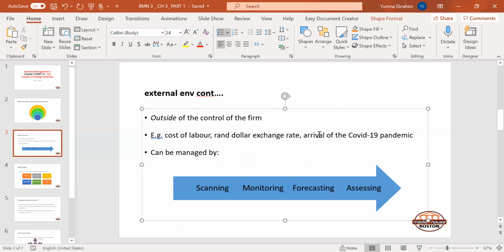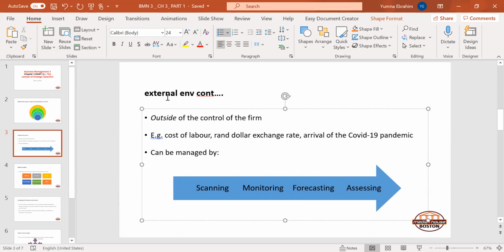Another factor in the external environment, which firms have had absolutely no control over and have all been forced to manage in different ways, is the arrival of the pandemic. This has been a factor in the external environment which affects all businesses from hospitality to transport to education, etc. And again, it is out of the control of the firm, yet the firm has to find a way to manage it.